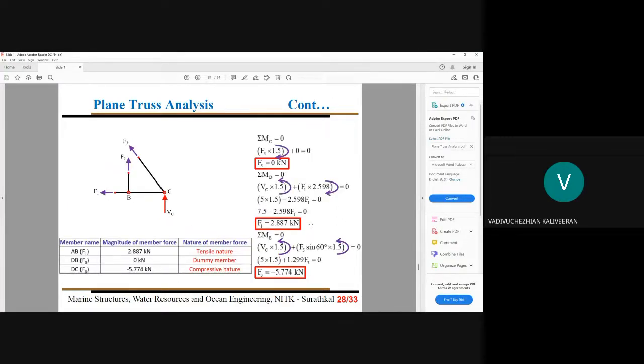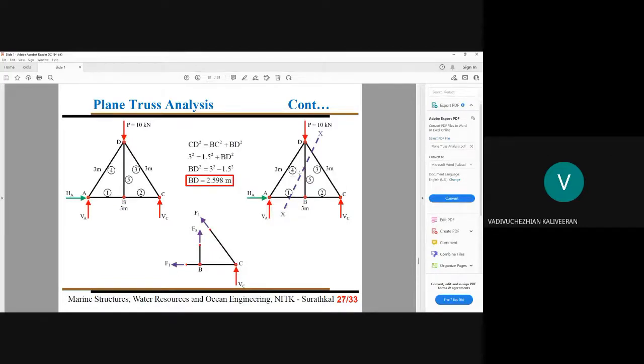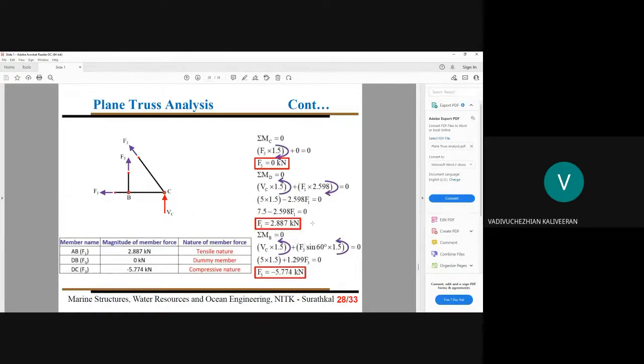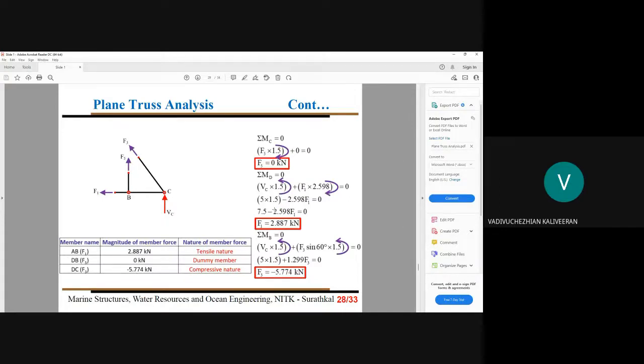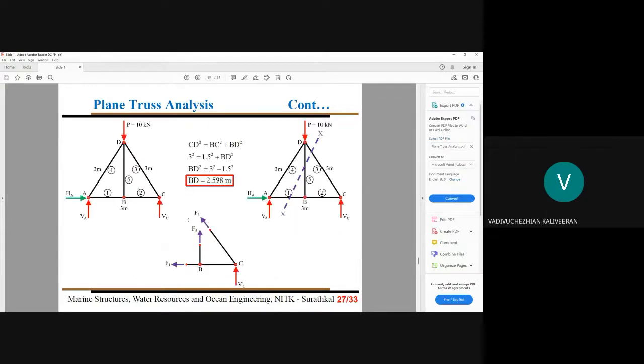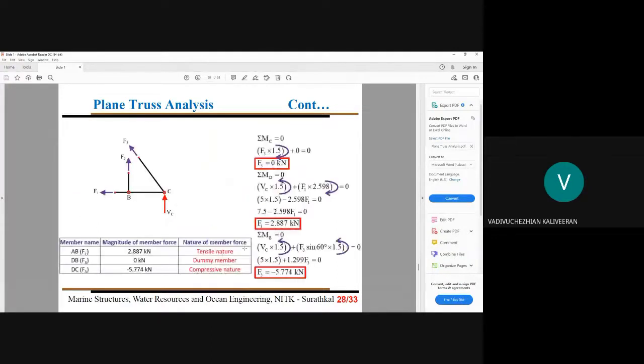Instead of considering this VC, when we consider this VD directly, that will be very prompt, and we can just solve our problem. And please note the horizontal force involved in this joint will also cause moment with respect to D. Through this way, we identify our member forces, and we get our member forces in the other portion also in this form. The same method we follow. After fixing this, we fix the nature. Nature is important: tensile nature or compressive nature, or whether it is a dummy member. This part we have to note.